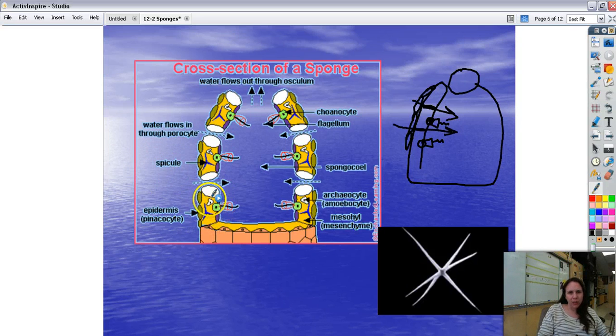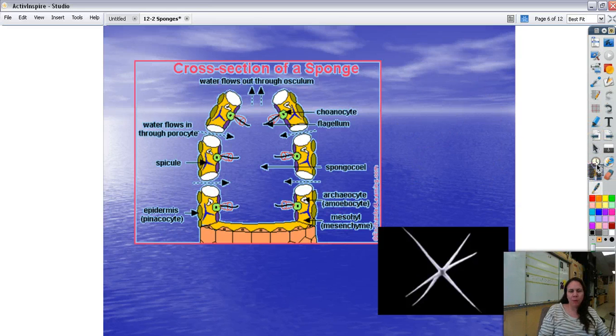And then there are these white cells, these ones right here, which are called either archaeocyte, which means old cell, or amoebocyte, which means amoeba-like cell. And then in between, this yellow is the glue that holds it all together, which is called mesohyl or mesenchyme. Either way, it's still the same structure. It's just goo, tissue fluid that kind of holds it together. So this is our basic structure of a sponge. Now, sponges are more complicated than that, but this is pretty much all we need to know.